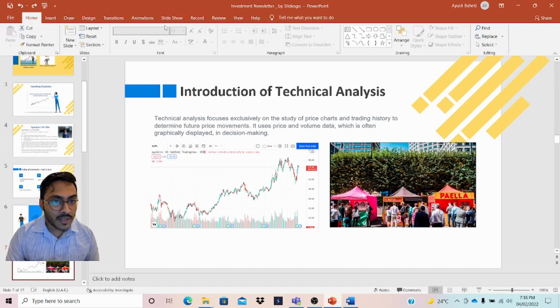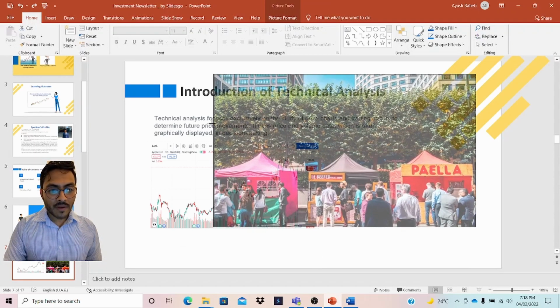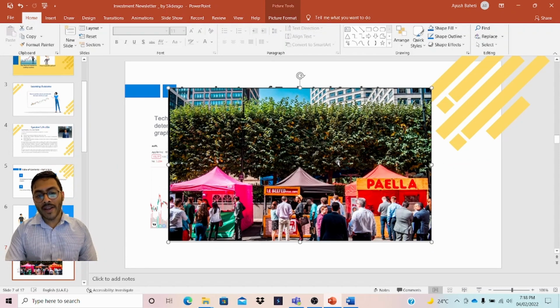By the way, guys, I'm not using the slideshow option or else my face will mess up with the text on the slide. So in terms of introduction to technical analysis, since I don't see technical analysis as rocket science, I will try to explain what technical analysis is using a very simple example.